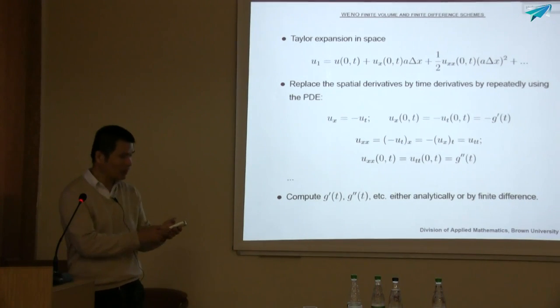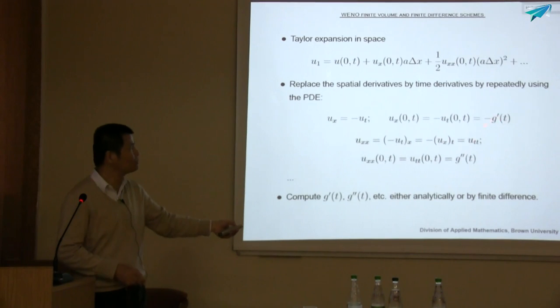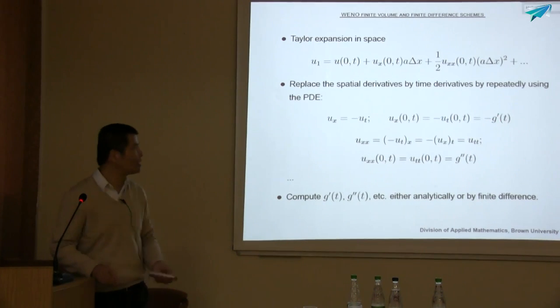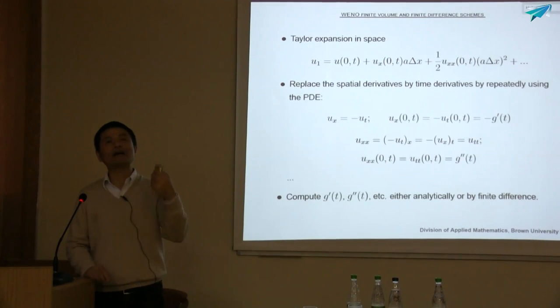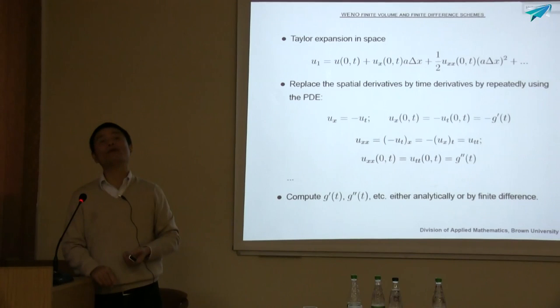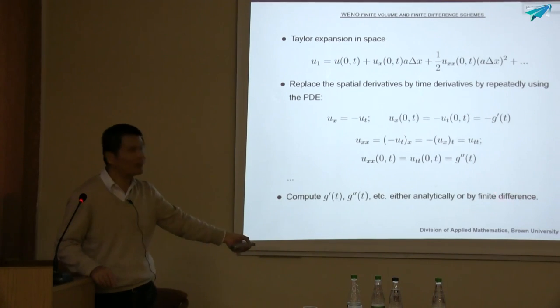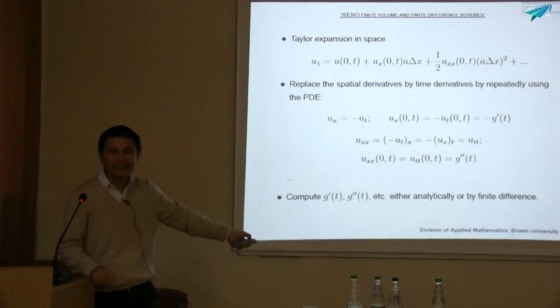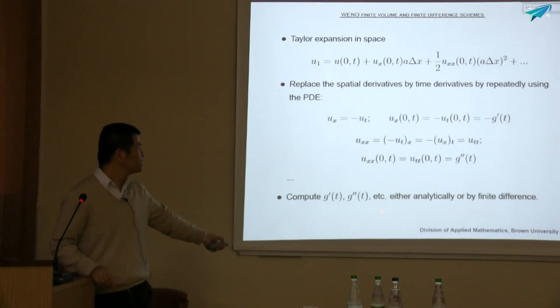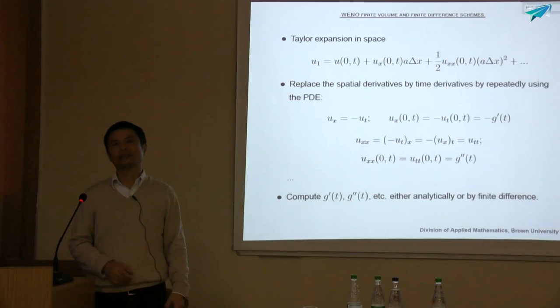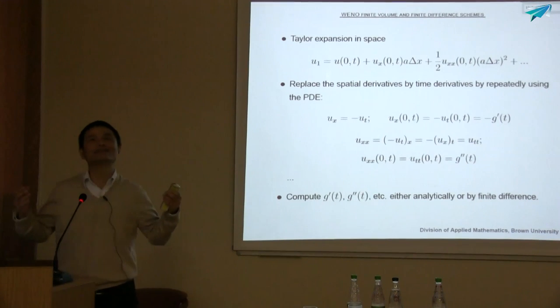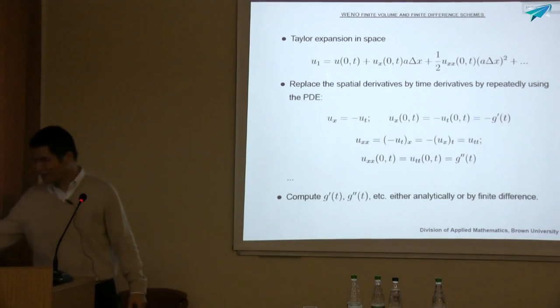You see, you use not only g of t, but also g prime of t, g double prime of t, and so on. Of course, you ask, what happens if I'm not given g(t) by a formula, I'm only given the boundary data by a table, for example? Then you could use finite difference. You could even use WENO here to compute these derivatives to the desired accuracy. So essentially, this is the inverse Lax-Wendroff procedure.